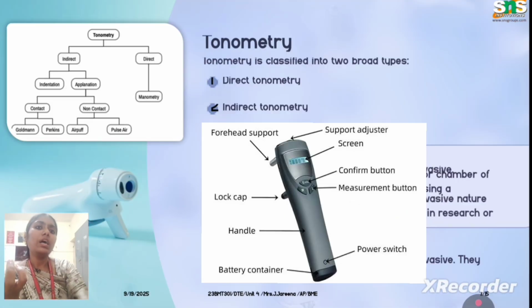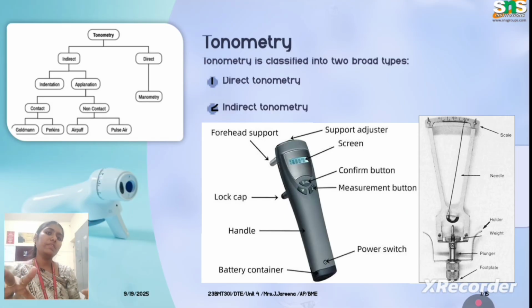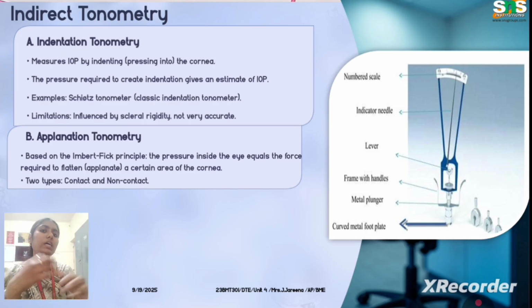Next we will see the basic classification: direct tonometer and indirect tonometer. As the name implies, we can easily identify them. With the indirect tonometer, we measure IOP in an indirect way, that is, we are not making direct contact with your cornea. Just by means of a puff of air, we measure the pressure which is required to flatten the area.